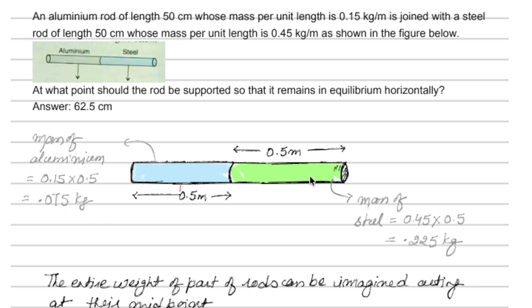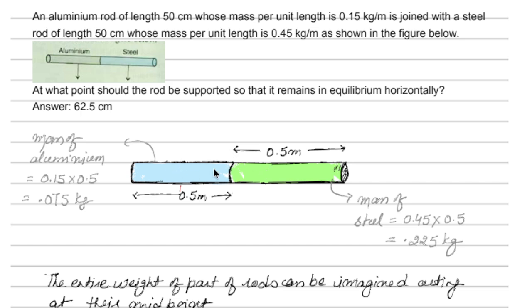We'll do the same thing with the steel rod, and it will come as 0.225 kg. So we have calculated the masses; the role of giving this mass per unit length is over now. Now we have proper masses. But now think about it.